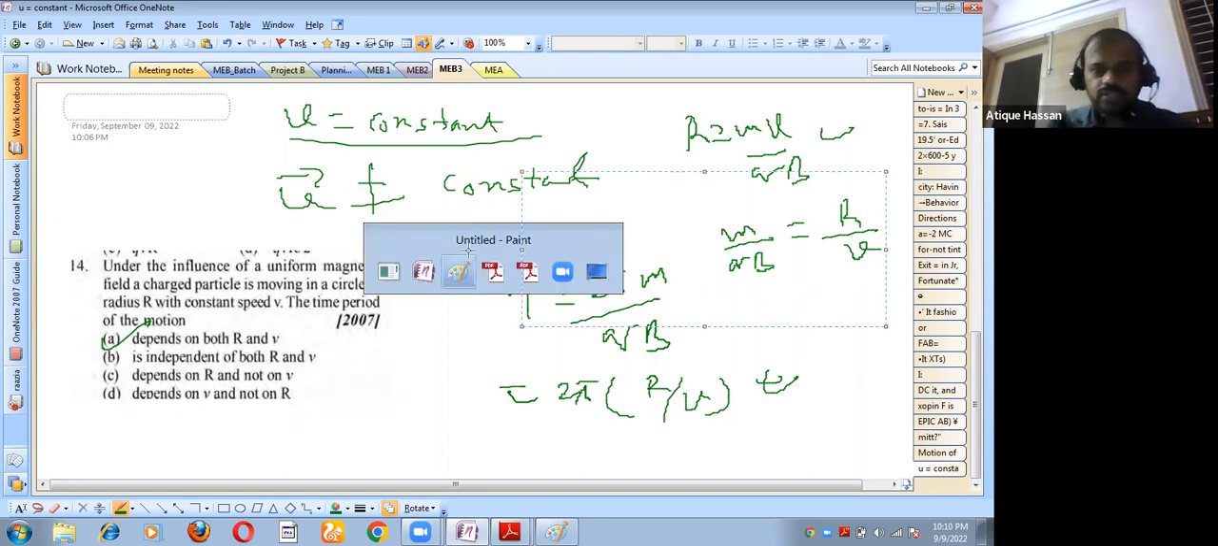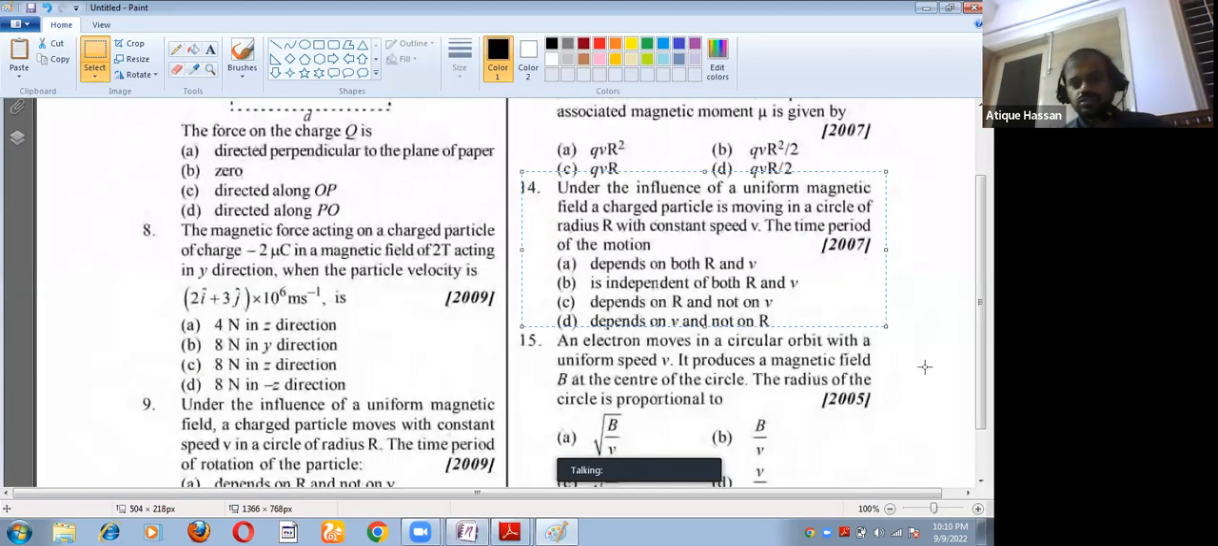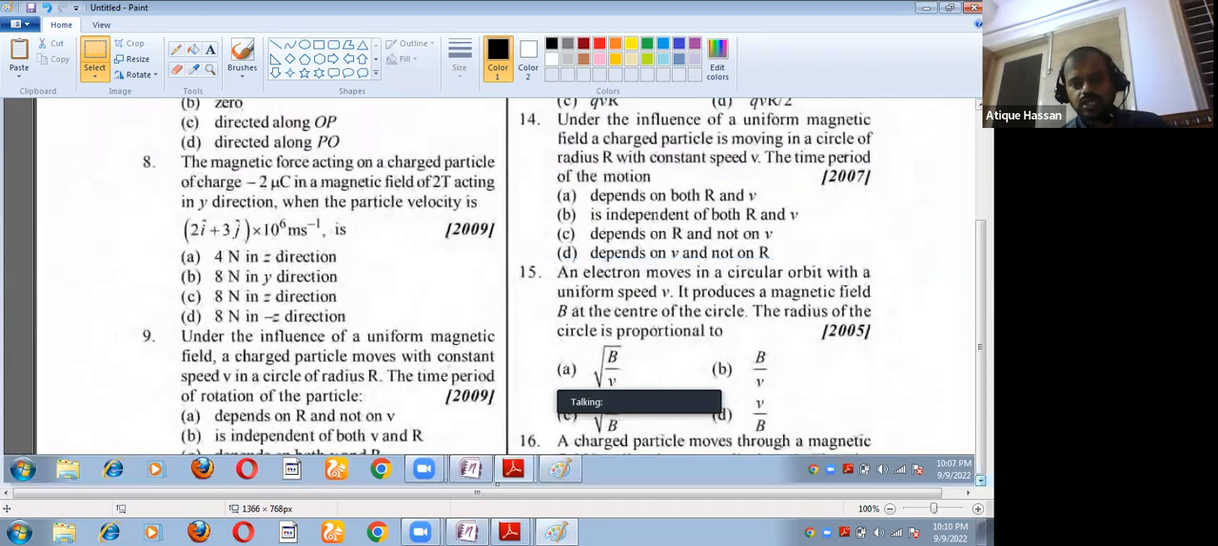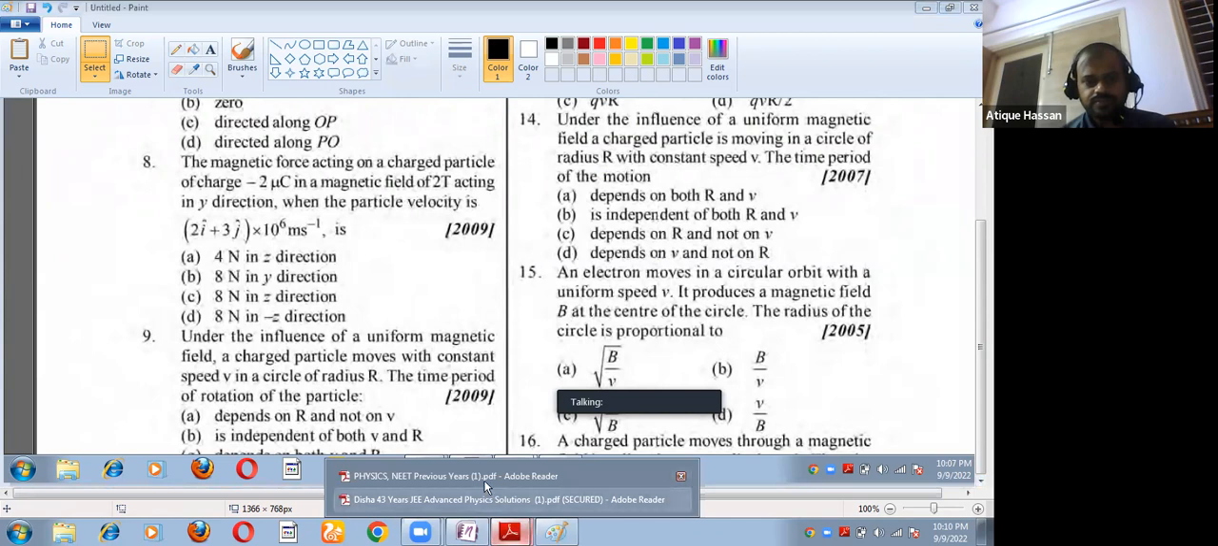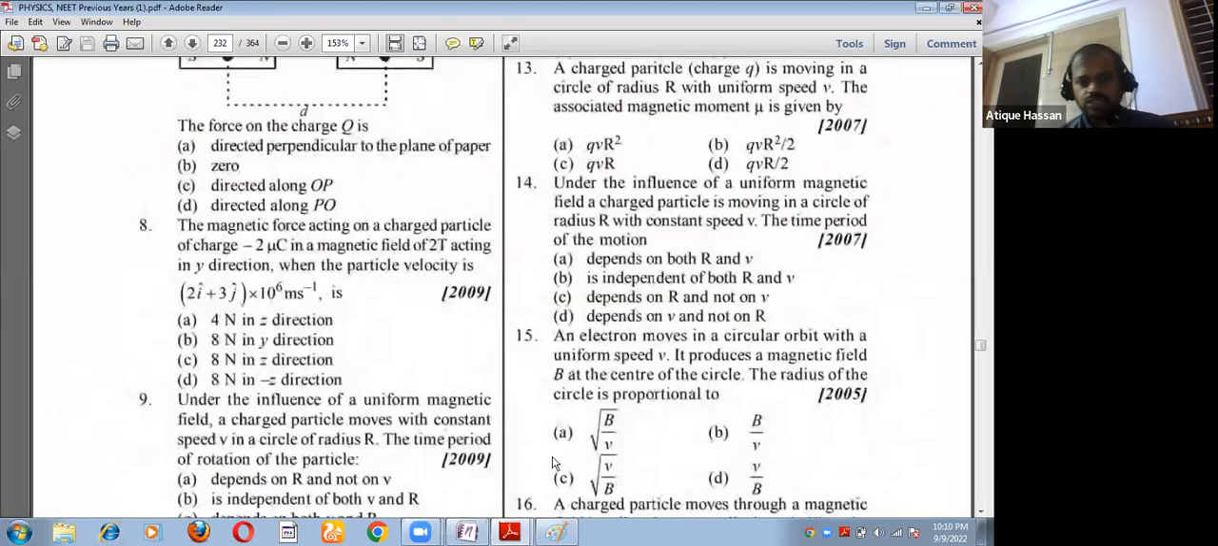Okay, moving to the next question. Very easy question. Solve question number 15, all of you. Directly you can answer. So all of you see question number 15. See question number 15. Very easy.